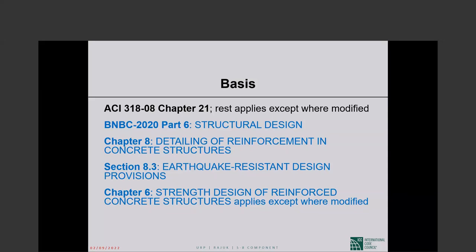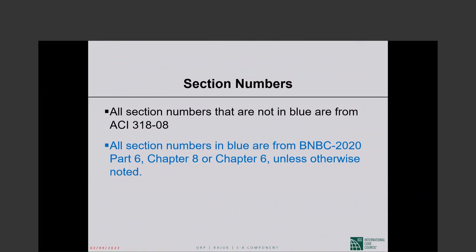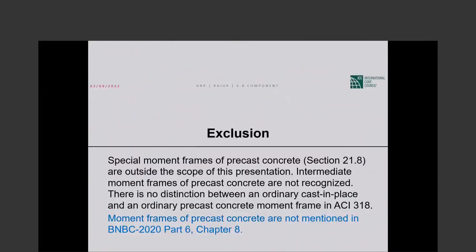This is something, to my mind, pretty important that you have to always remember. All section numbers in this presentation that are not in blue are ACI 318-08 section numbers, and all blue section numbers are BNBC 2020 section numbers from Part 6, Chapter 8 or Part 6, Chapter 6.